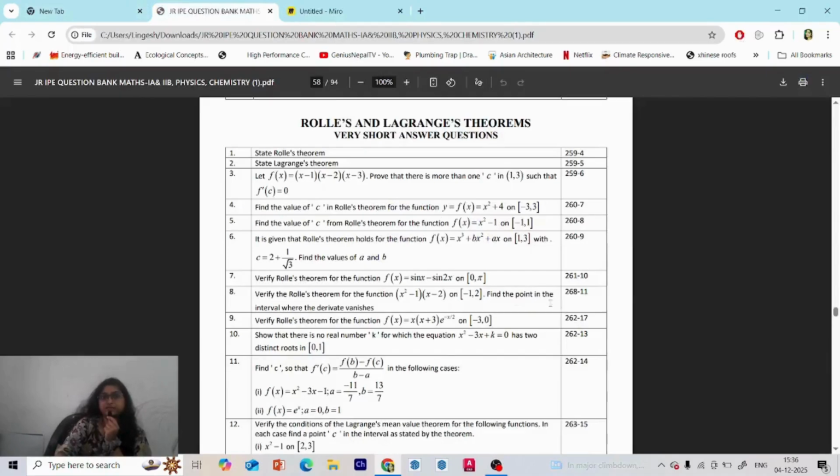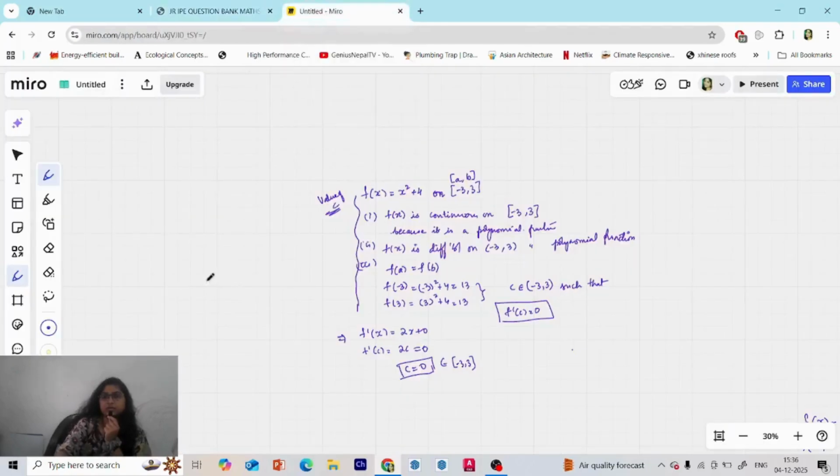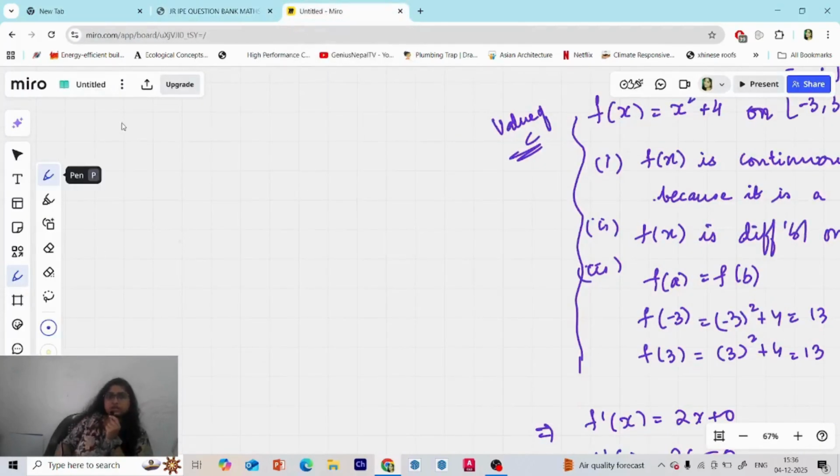Next, find the value of c for Rolle's theorem for the function x square minus 1 on minus 1 comma 1. The same problem. F of x is equal to x square minus 1. The interval is minus 1 to 1, and we have to find the value of c such that f dash c is equal to 0.